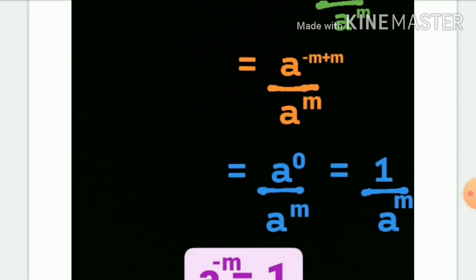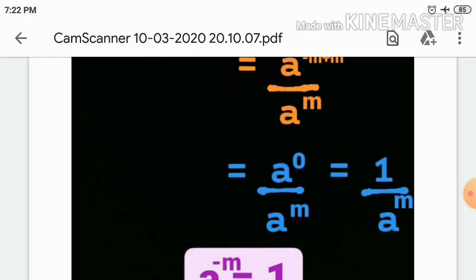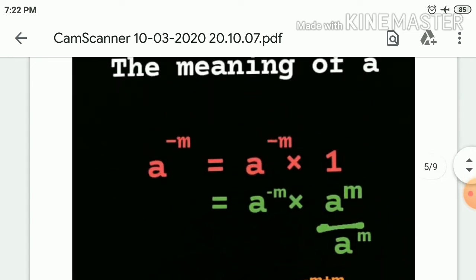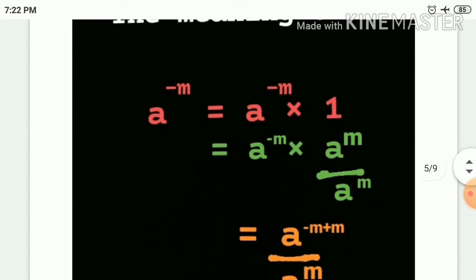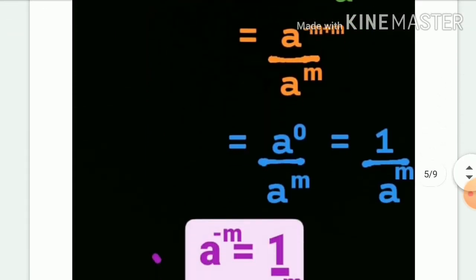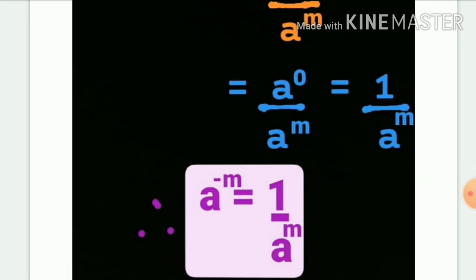So now our right hand side has 1 upon a raised to m, and our left hand side was a raised to minus m. So then we get a raised to minus m equals 1 upon a raised to m. This we get after solving a raised to minus m. So this is our fourth law.